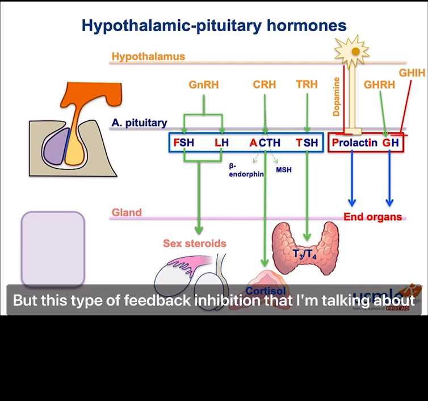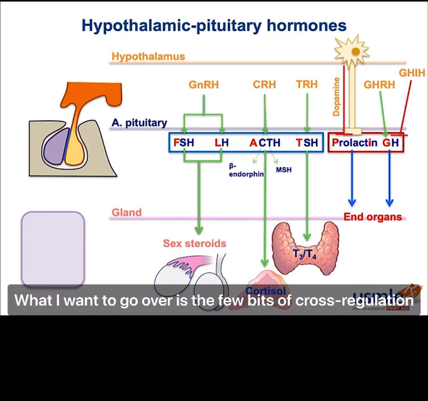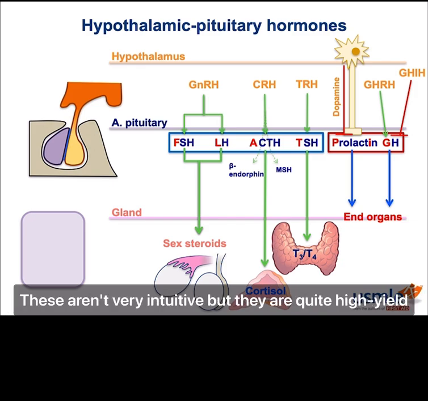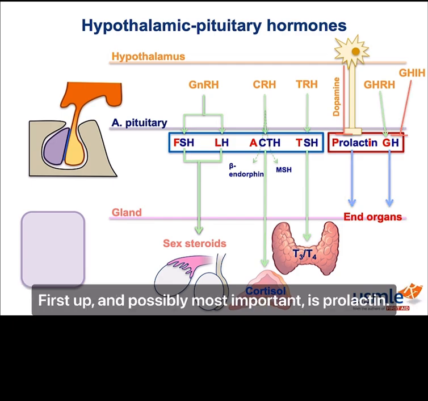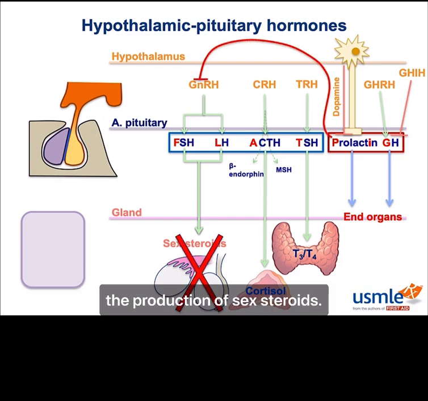But this type of feedback inhibition that I'm talking about occurs within its own hypothalamic pituitary axis. What I want to go over is the few bits of cross-regulation that occur between these otherwise totally isolated axes. These aren't very intuitive, but they are quite high yield and have some pretty significant clinical consequences. First up, and possibly most important, is prolactin. Prolactin inhibits GnRH, effectively shutting down the production of sex steroids.